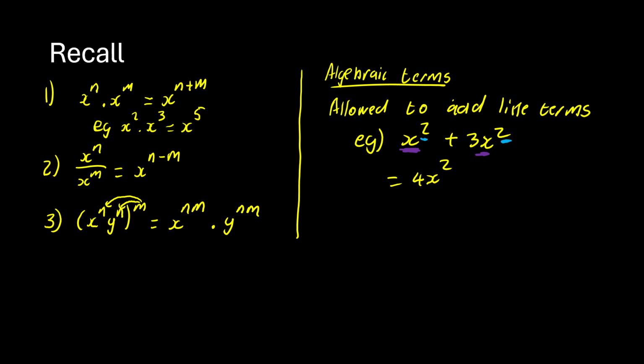But if it was x squared times x to the power of 3, then using the exponential law number 1 that we just recalled, we're allowed to add those exponents to give you 5. So when you multiply, the exponents change. Now, how does this come into play when it comes to simplifying algebraic expressions with exponents? Well, the best way to do this is to think about examples.